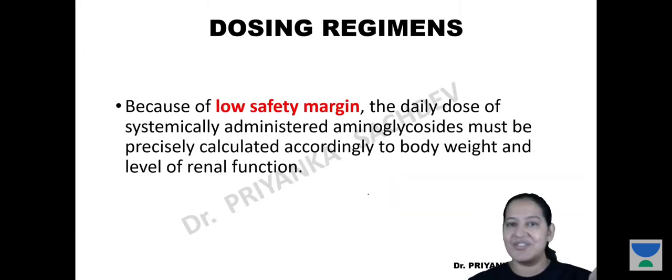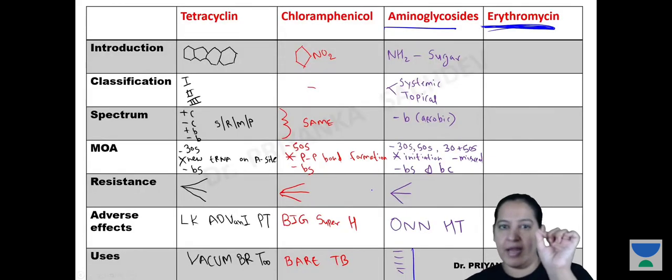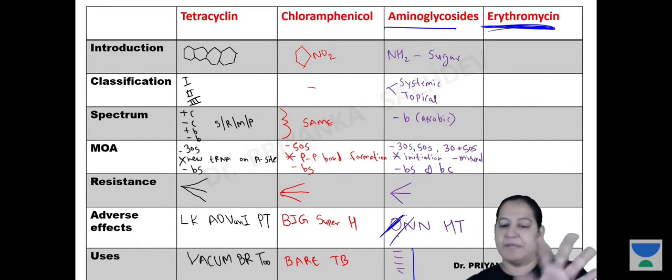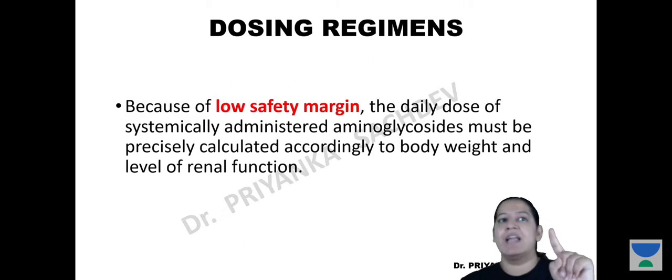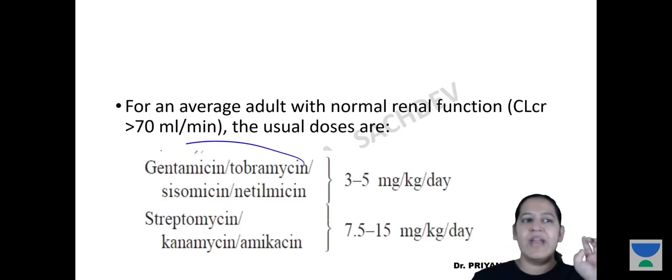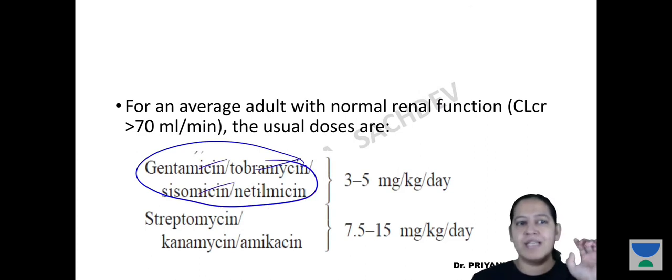It is a dangerous drug. Now, if we increase the dose by a little bit, the patient will be deaf, and nephrotoxicity and ototoxicity will be there. So the dose is fixed. It has a low safety margin. So doses are fixed. So read the doses for Genta, Tobra, Sisso, and Netilmicin.